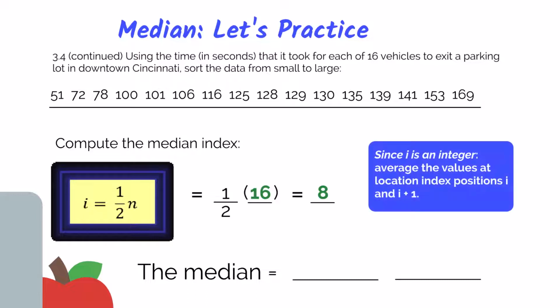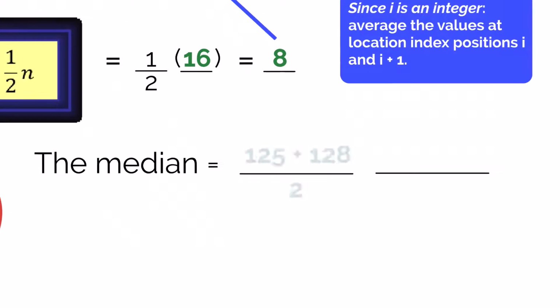Now recall our rule: if our index is an integer, meaning a whole number, you have to find the number at the 8th position and then the position to the right, meaning 8 plus 1, which is 9. We can see the numbers in the 8th and 9th positions are 125 and 128. To find our median, we take 125 plus 128 and divide by 2, and we get 126.5.